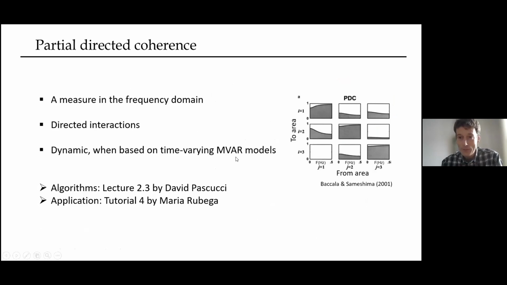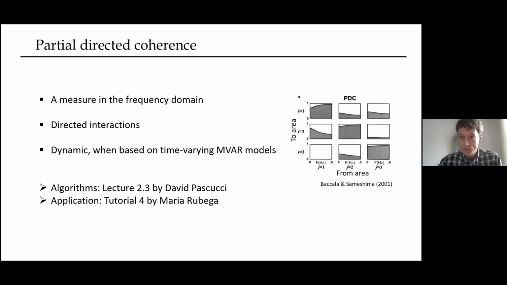Well, what about the dynamics? The nice thing is that we can get those dynamics when we use time-varying multivariate autoregressive modeling. The details of that I don't go into here, but they will be fully explained by David in his lecture, where he will also explain how you can take connectomes, so structural connectivity, into account as priors. And in the afternoon, this will also be the topic of the tutorial given by Maria.